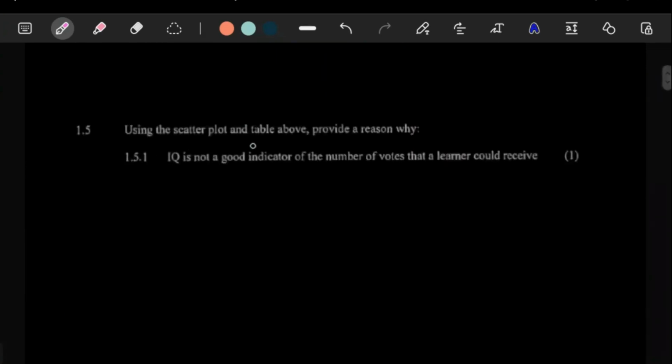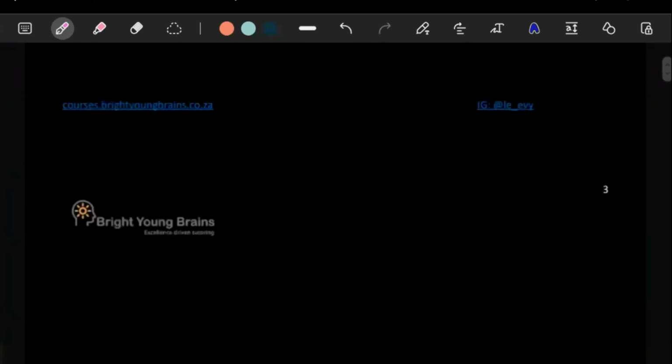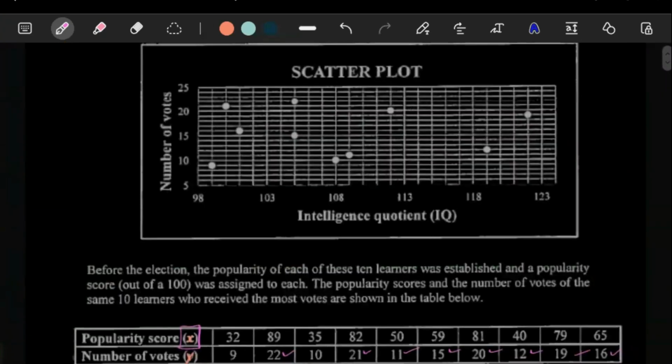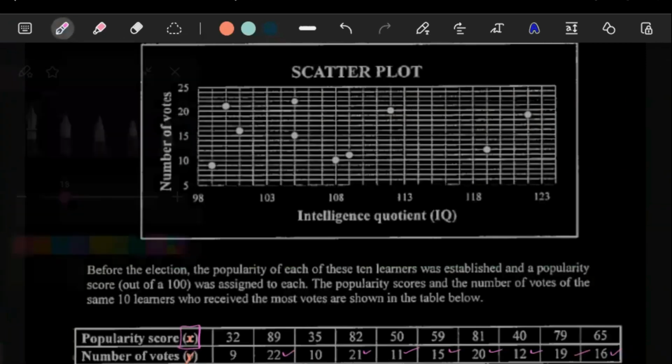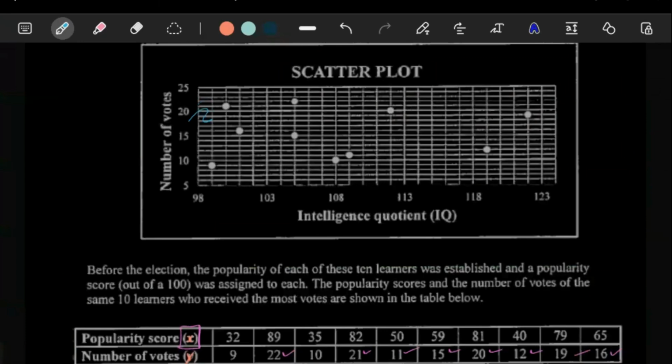1.5 says, using the scatter plot and the table, provide a reason why IQ is not a good indicator of the number of votes that a learner could receive. Let's check the IQ here. Depending on the number of votes, the votes start from here going up, and the IQ starts from here going there. So it looks like low IQ has low votes, yes, but then low IQ here also has high votes. And then here, high IQ has high votes, but then you have a situation here where high IQ has low votes. And then here, average IQ has low votes.